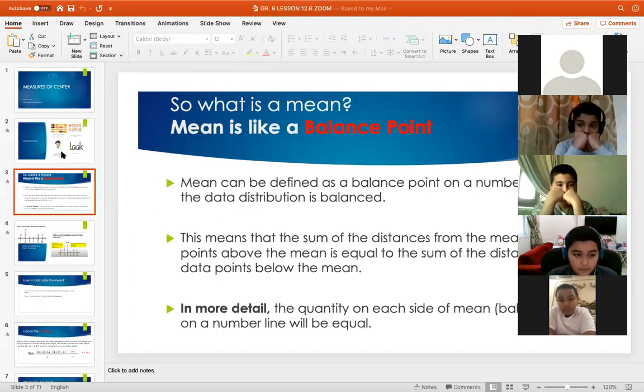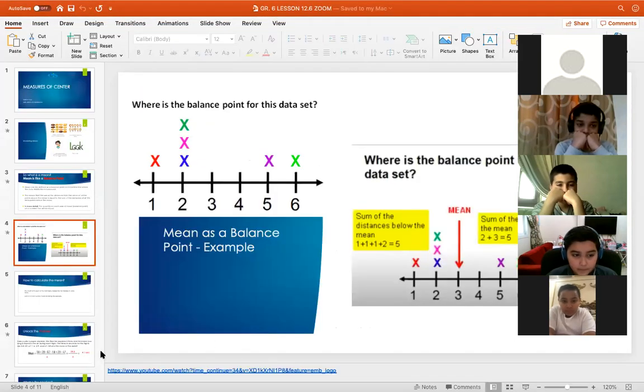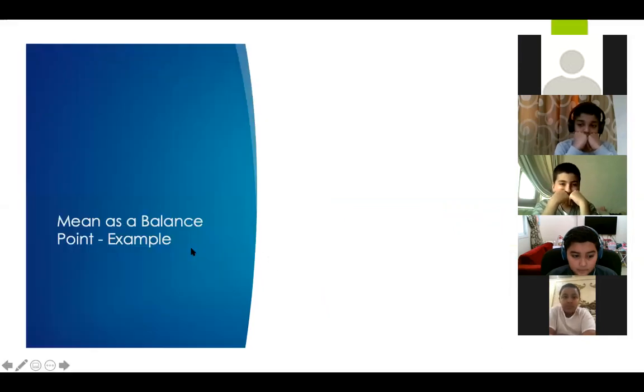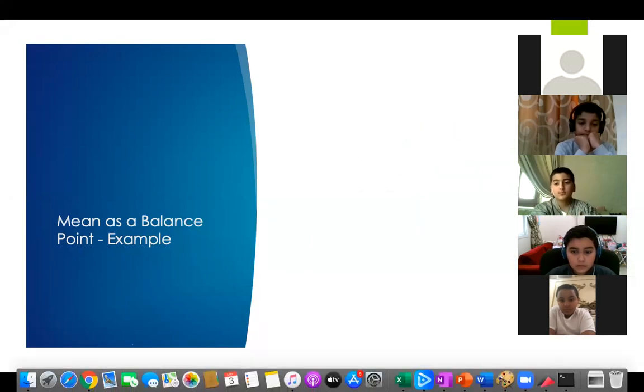There's an issue here. Okay, this one. Let me show it to you here. So, mean as a balance point. Whenever we think of the mean, or finding the mean of a data set, we should think of balancing the information out, okay?